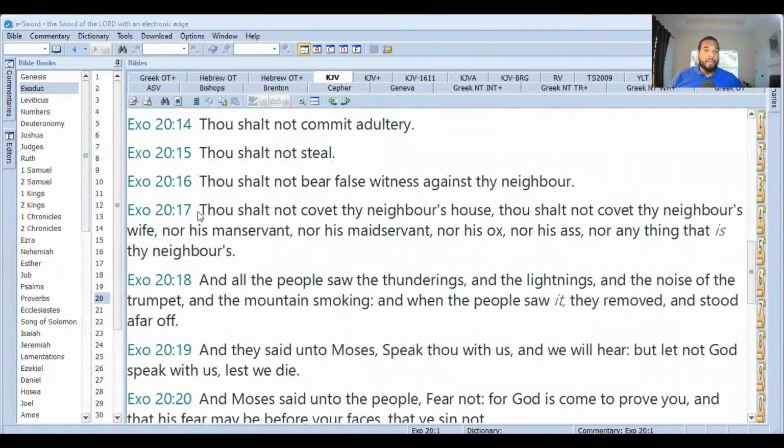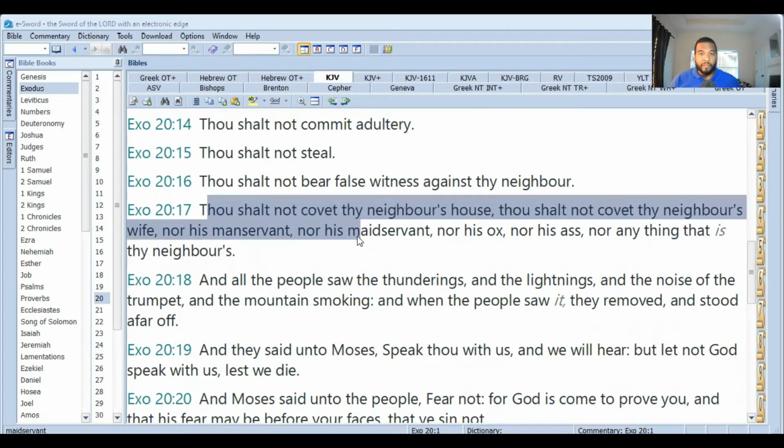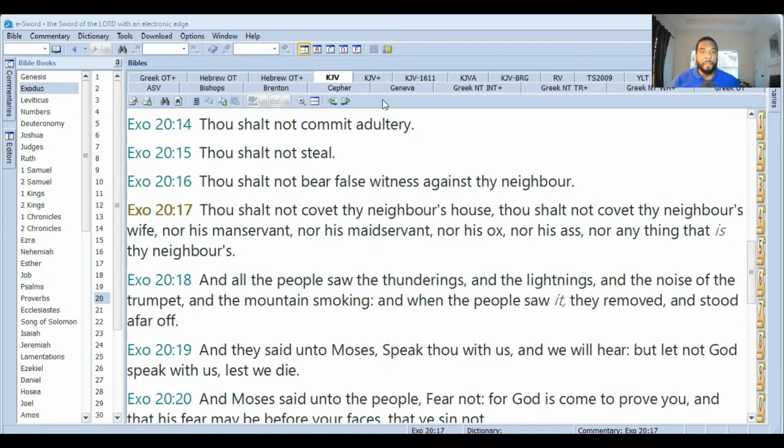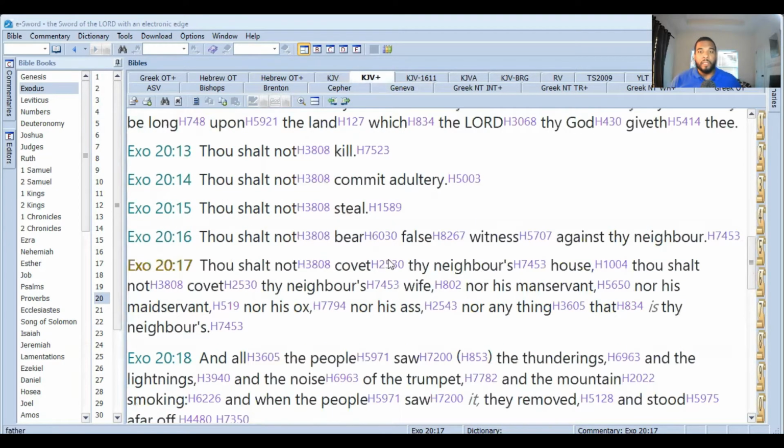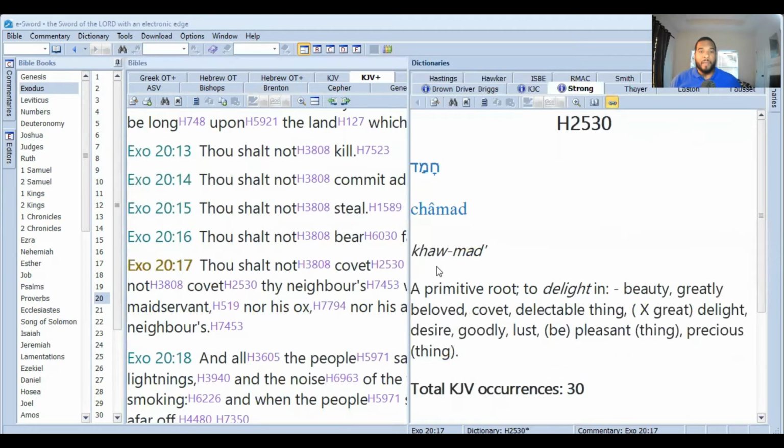All right. So the 10th commandment is thou shalt not covet your neighbor's house. You shall not covet your neighbor's wife, manservant, maidservant, ox, ass, nor anything that is your neighbor's. So thou shalt not covet anything. Let's look at what this word covet is in the Hebrew. H2530. It is the word chamad, which means to delight in, to be beloved, to desire greatly in your heart.